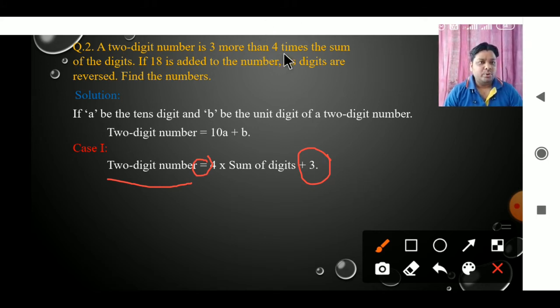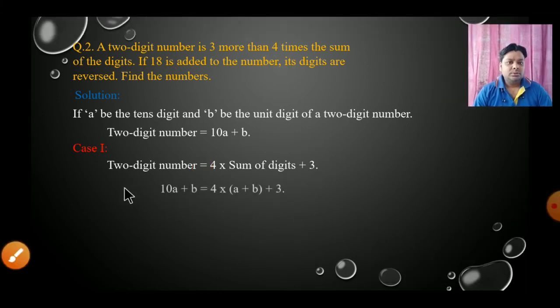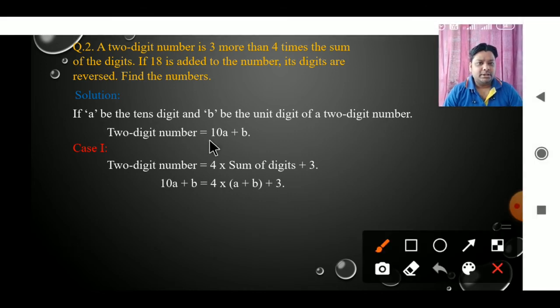Now 4 times the sum of the digits. The digits are a and b, so first we take the sum of the digits, and then 4 times the sum. Now for the 2 digit number we will put the value 10a plus b. Now the equal sign, then 4 times the sum of digits. The digits are a and b, so we will add a plus b and keep it in a bracket. I always told you that if a binomial is given, then we will use the bracket, and if a minus sign is given with any number, then we will also use the bracket. Now after that plus 3, so we will write plus 3.